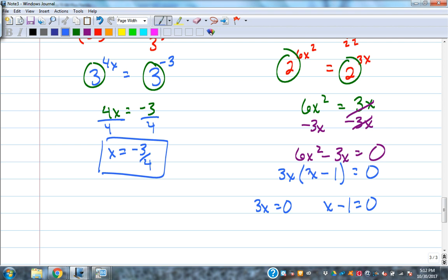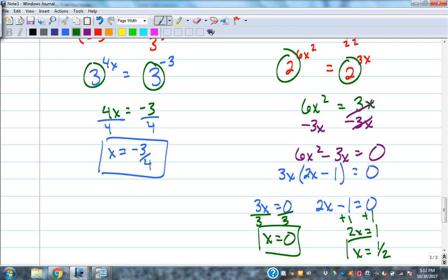That's 2x minus 1. And then divide by 3. 0 divided by 3 is 0. And then add 1. X is 1/2. 2 answers there. You could plug those back in to the original, make sure they work. They do. But 2 answers there because we had x squared to begin with. But whatever the degree is there, you're going to get that many answers. Okay.